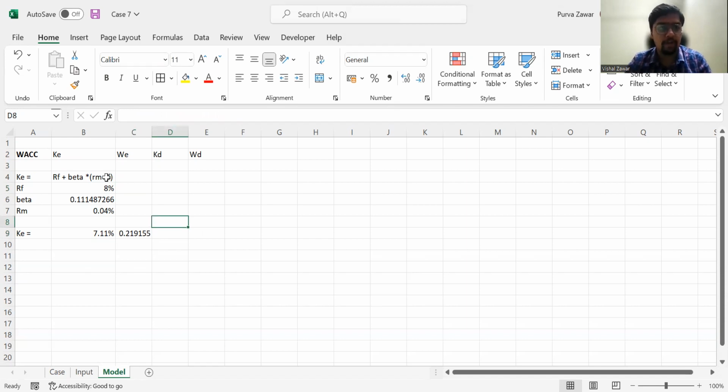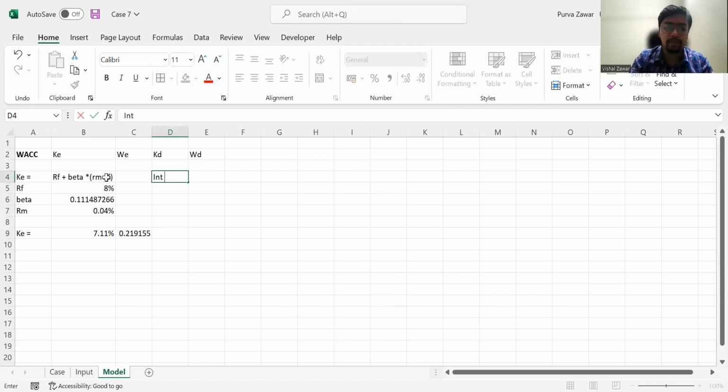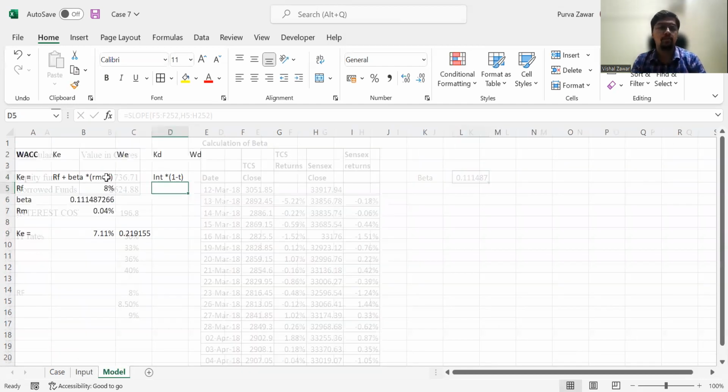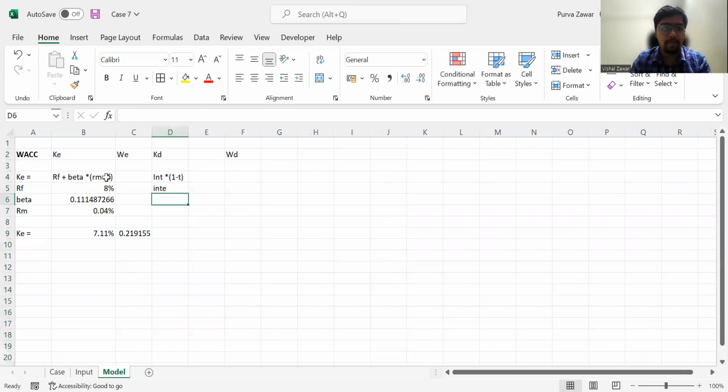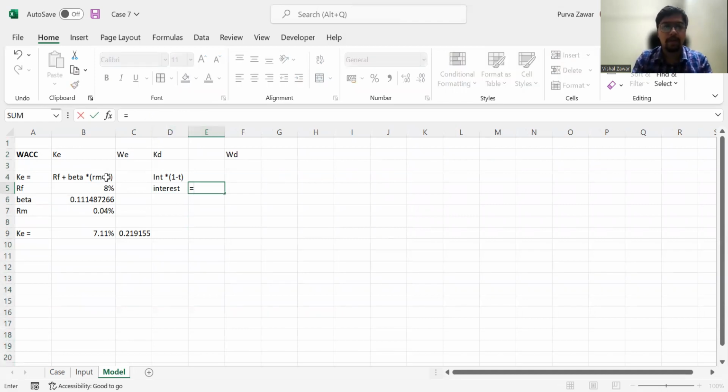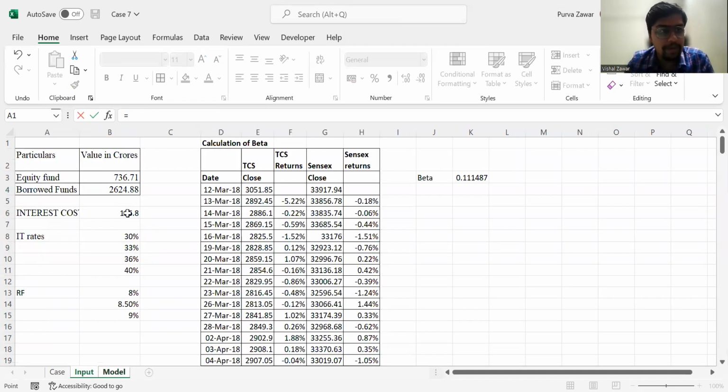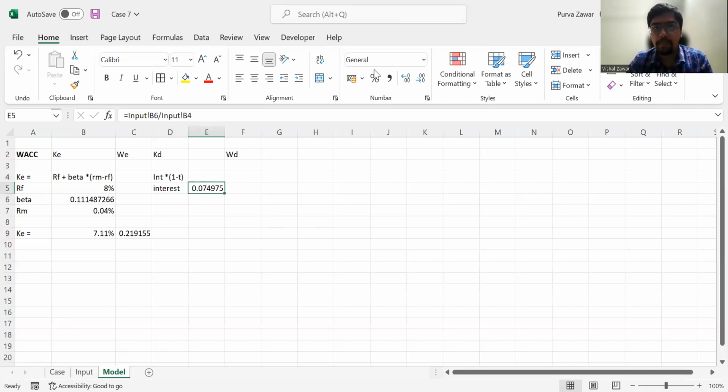Now, cost of debt. Cost of debt, I told you, is interest rate into (1 minus t). So the interest rate will be nothing but interest cost divided by the borrowed funds. This is the interest cost you are bearing, around 7.5%.